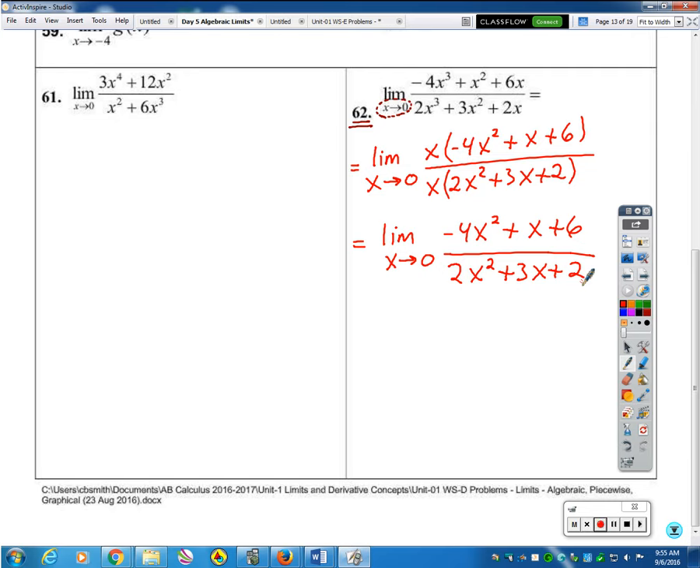Mental exercise. Listen carefully to the words. I don't plug in exactly 0, but I mentally think, okay, what happens if I plug in something close? Well, close to 0 squared is going to be still close to 0. And negative 4 times something close to 0 is close to 0, so this will be close to 0. So 6 plus close to 0 plus close to 0 is pretty darn close to 6. Similar to the bottom, the answer is 3.